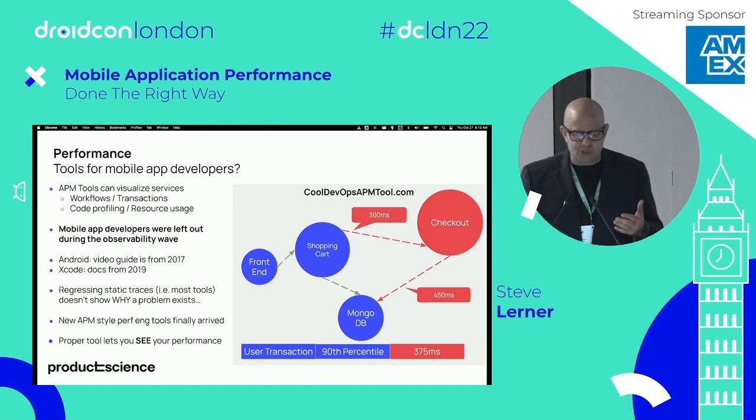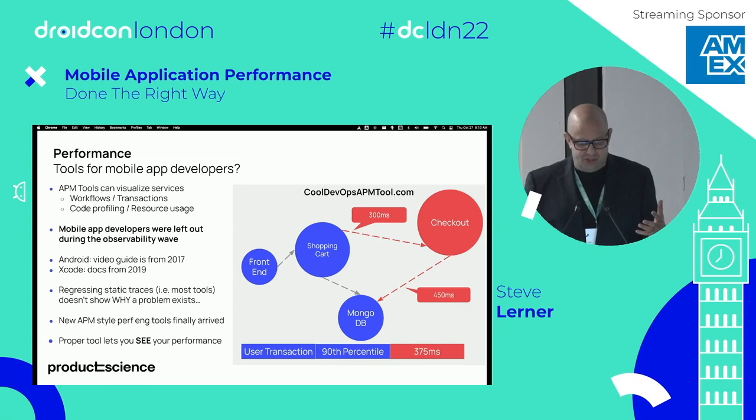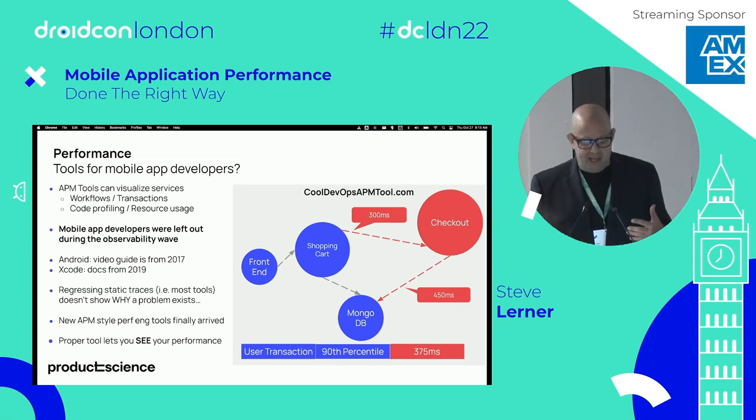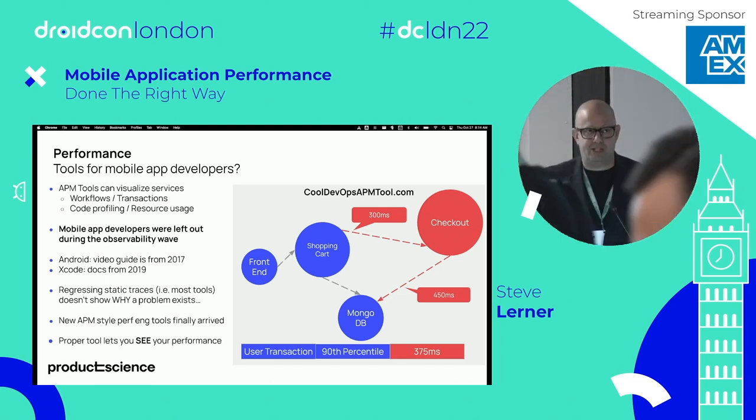So when it comes to tools for mobile app developers, I like to talk about some of the theory behind it, which is that the server teams, the DevOps teams, they have really cool tools. They can visualize a transaction on different servers, on different containers, Kubernetes containers, and different Amazon virtual machines. They have all these great visualization tools. But what do we have? The Android guide to how to use Profiler on YouTube is from 2017. And the documentation for Xcode's Instruments is from 2019. The tools that are available are basically legacy tools.